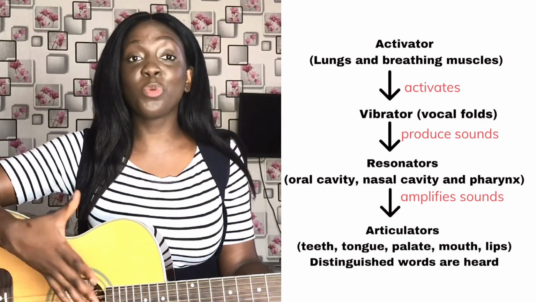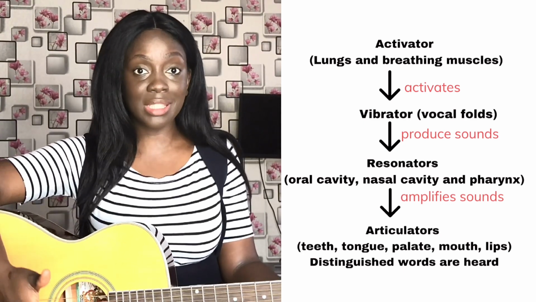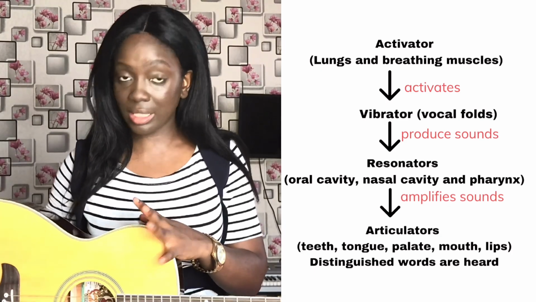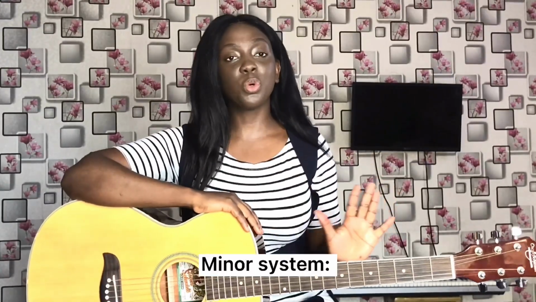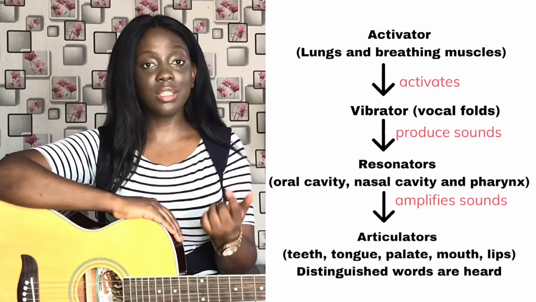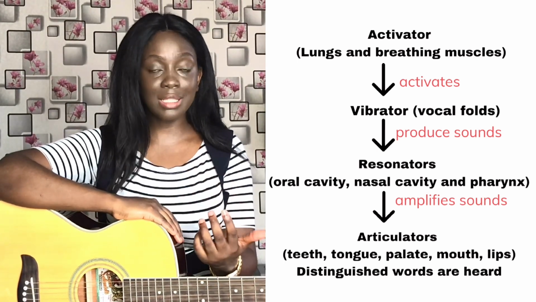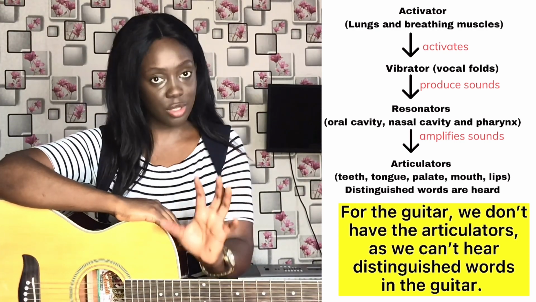Then the third one is your resonatory system. For the human body, it is your nasal cavity, your oral cavity, and your pharynx. In the case of the guitar, it's the body of the guitar, this box, that amplifies the sound. The fourth one is called your articulatory system. This includes your teeth, your mouth, your lips, your tongue, your palate, to create consonant sounds that distinguish words.